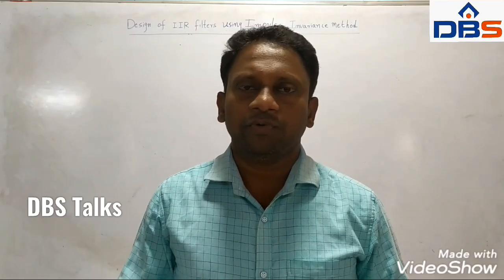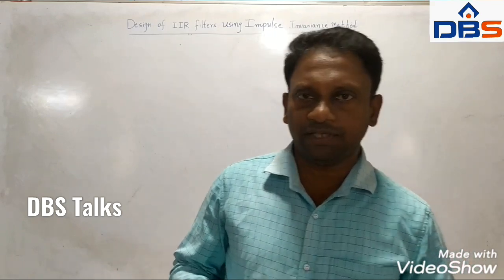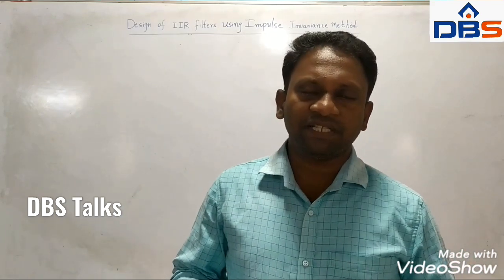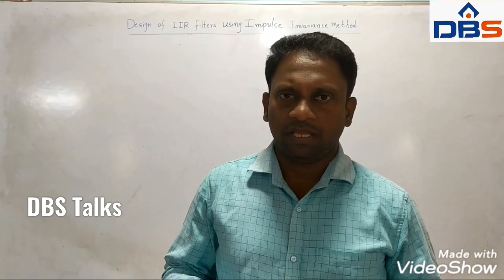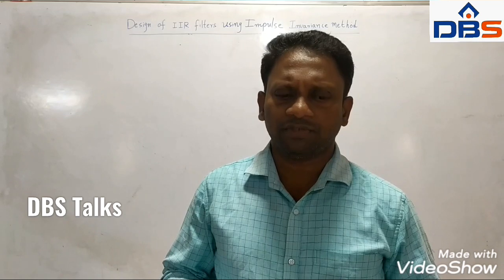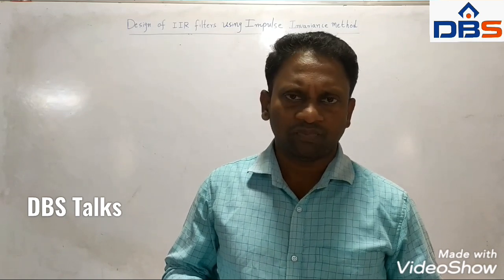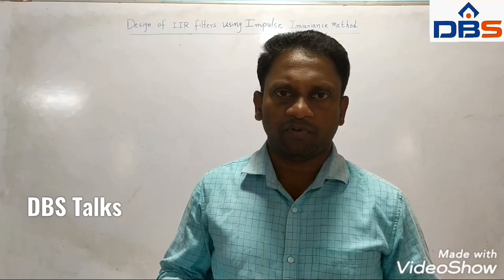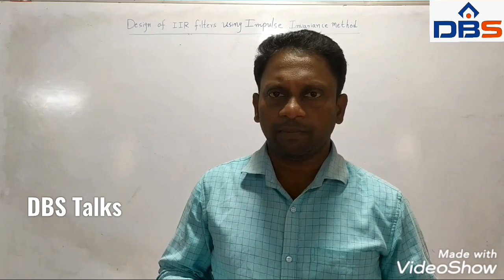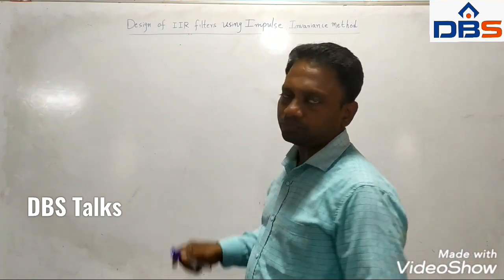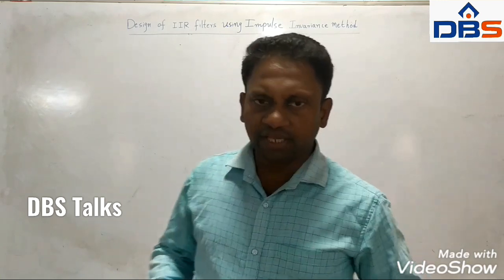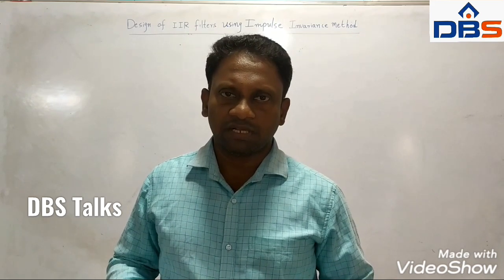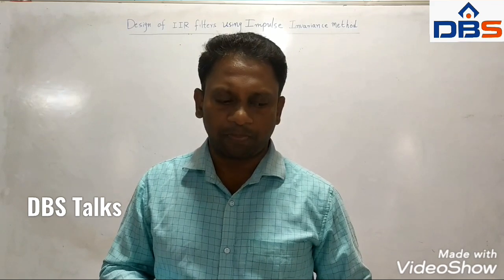Today we will discuss the second design method of IIR filters, that is the impulse invariance method. In the last class we discussed the approximation of derivatives method. The second method of designing a digital IIR filter from an analog IIR filter is the impulse invariance method. In this, the idea is you will have an analog filter transfer function, and that analog filter transfer function is converted to a digital filter transfer function.